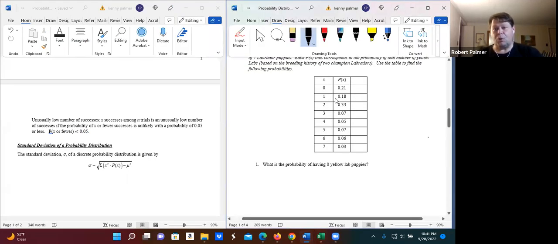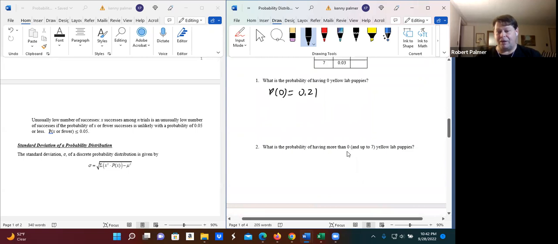Now, what's the probability of having 0 yellow lab puppies? We can get that directly from our probability distribution table. The probability that the random variable X equals 0: plug it in like a function. Our value is 0.21, approximately 21%. So 21% of the time, we should expect to have no yellow labs out of this litter of 7 puppies.